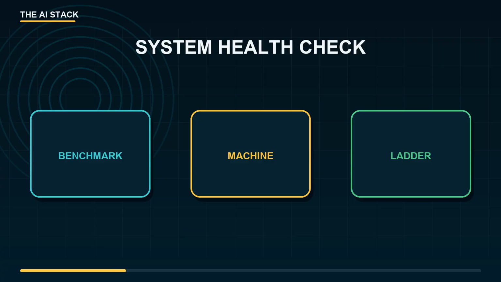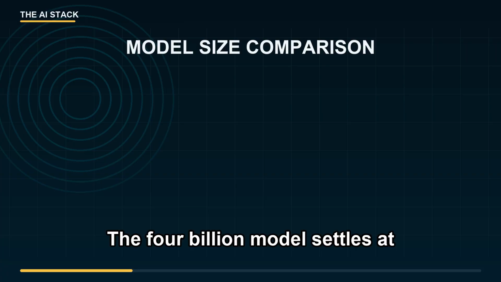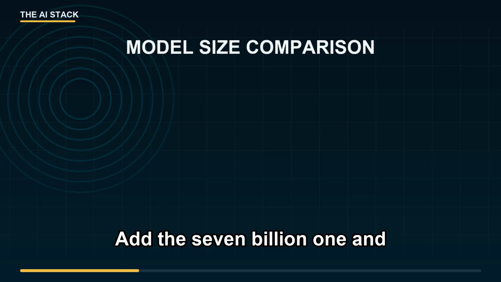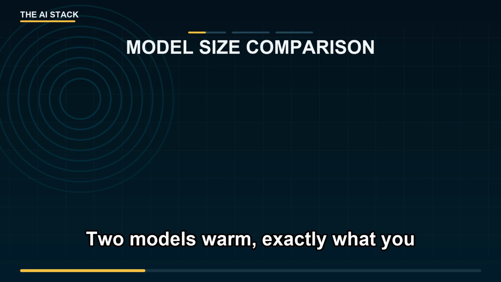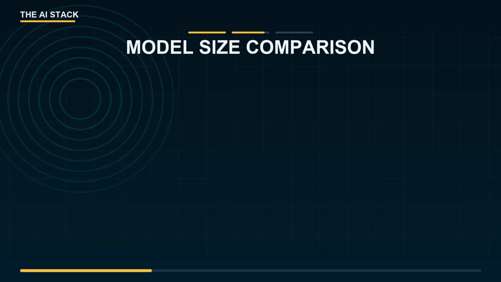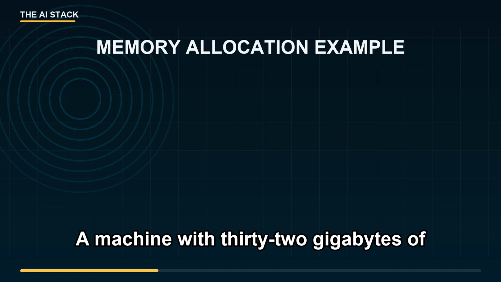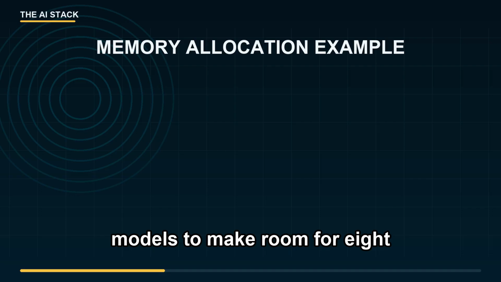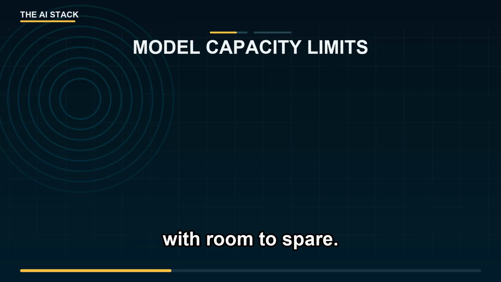So, the test. Load a 4 billion model, then a 7, then a 9, then a 27. The 4 billion model settles at 5.7 gigabytes. Add the 7 billion one and both stay, 12.3 gigabytes between them. Good. 2 models warm, exactly what you wanted. Then load the 9 billion model and both of them disappear. Look at what replaced them: 8.2 gigabytes. A machine with 32 gigabytes of memory has just thrown away 12.3 gigabytes of perfectly good models to make room for 8.2. Add those together, and you get 20.5, which fits with room to spare.